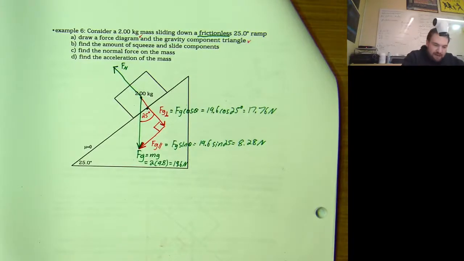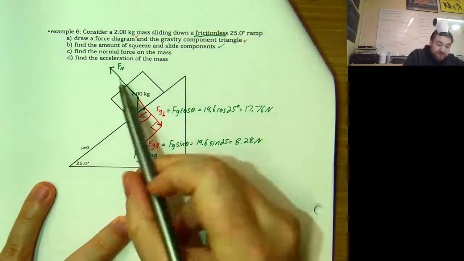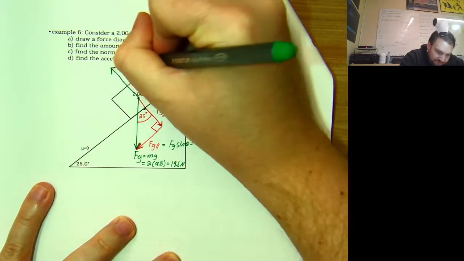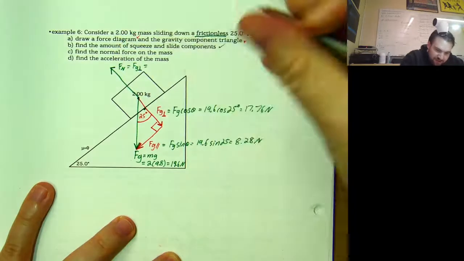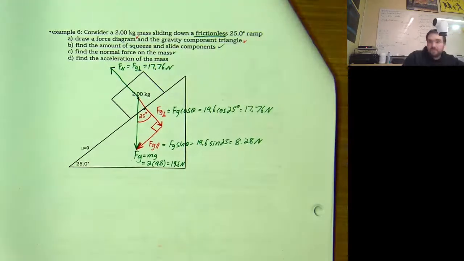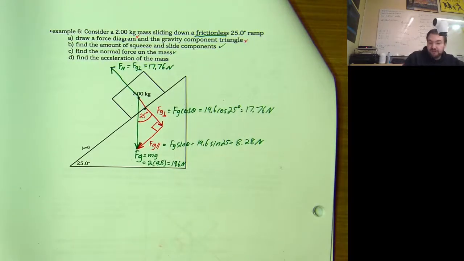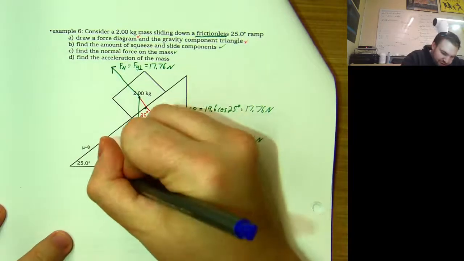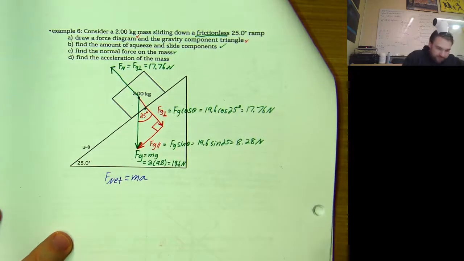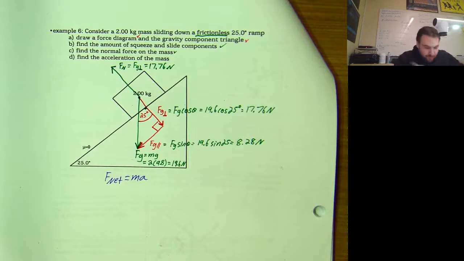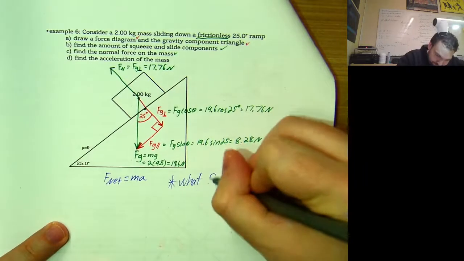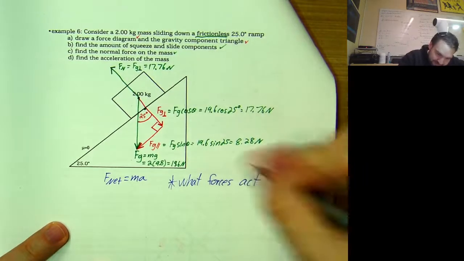Cool. We've got the components. The normal force is equal to and opposite this perpendicular component. So Fn is going to equal Fg perpendicular, which is going to equal 17.76 newtons. And so now we can actually go find the acceleration of the object. It's all going to start with F net equals ma. Now you have to ask yourself, what forces, I'm going to write this down, act in the direction of motion?